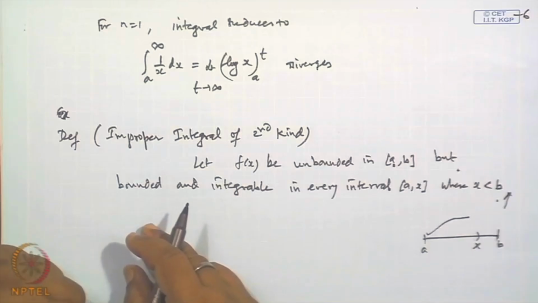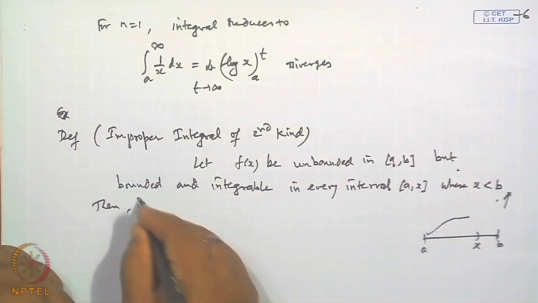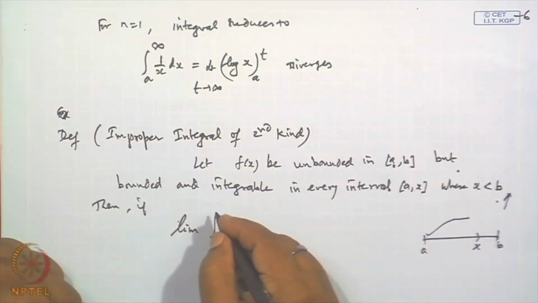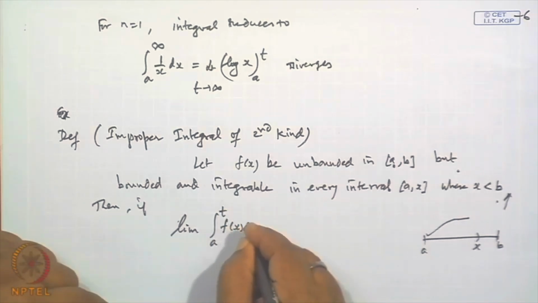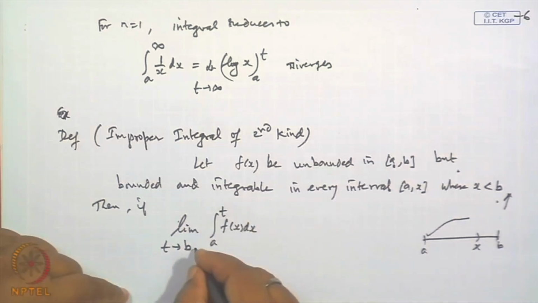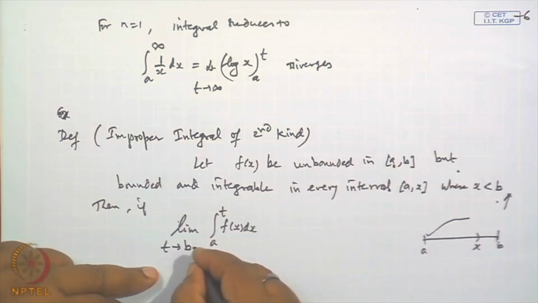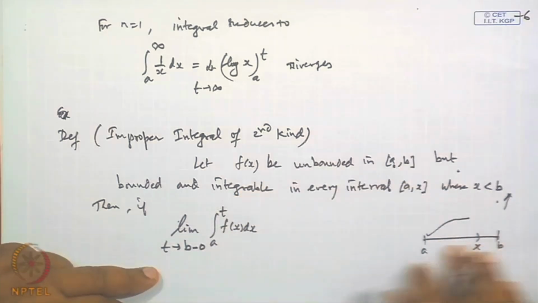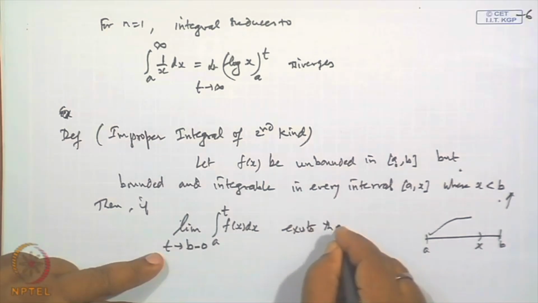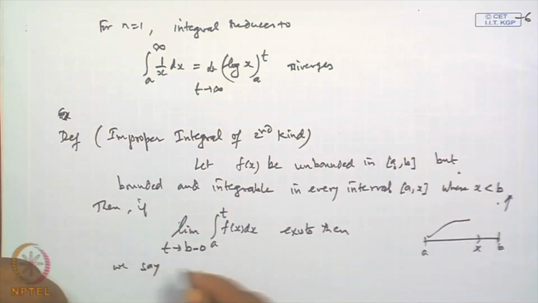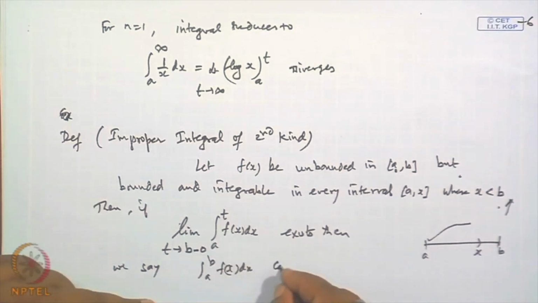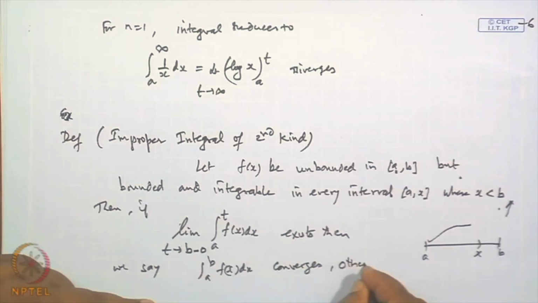So what we say is, if the limit of the integral from a to t of f(x) dx when t tends to b minus 0, that is, from the negative side, meaning from the left hand side I am approaching b, exists, then we say the improper integral from a to b of f(x) dx converges, otherwise it diverges.